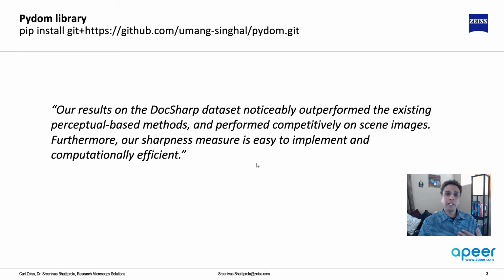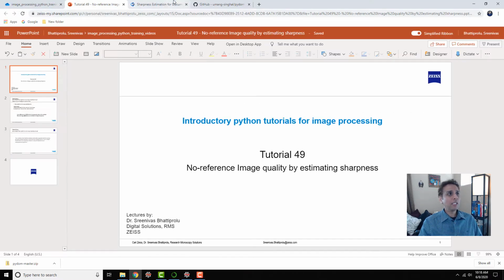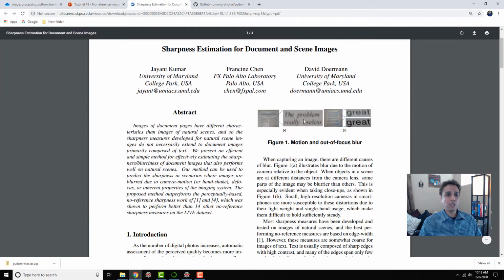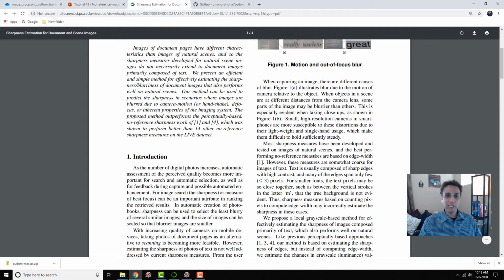They compared it against a few other techniques, and they published a paper where they say, okay, this one's doing much better compared to some of these that they tried. Now, if you look at the paper itself, their primary focus is on documents, yeah? And looking at the sharpness, but they also claim that it works with scene images, which are natural images.